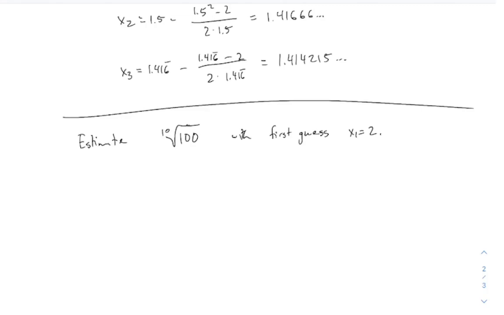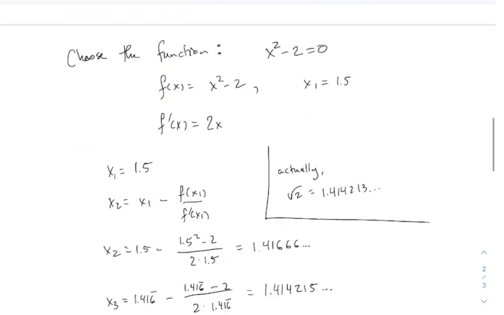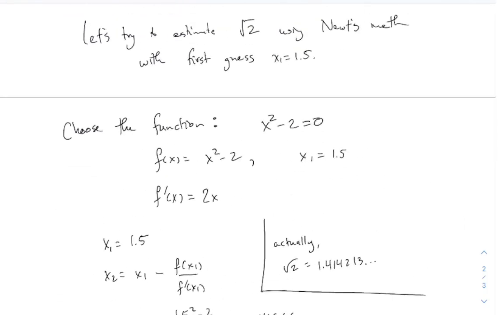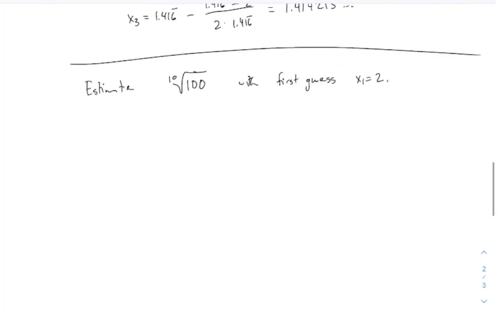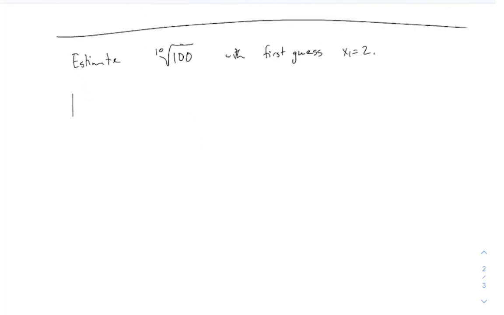All right? Same function as the example. Yeah, we got to talk about the function. What function should we use? Now, in the previous example, I was looking for the square root of 2 specifically, and that's why I used this function, x squared minus 2, because the square root of 2 is the number which makes this function equal 0, all right? In our example, it's got to be a different function. So what function?